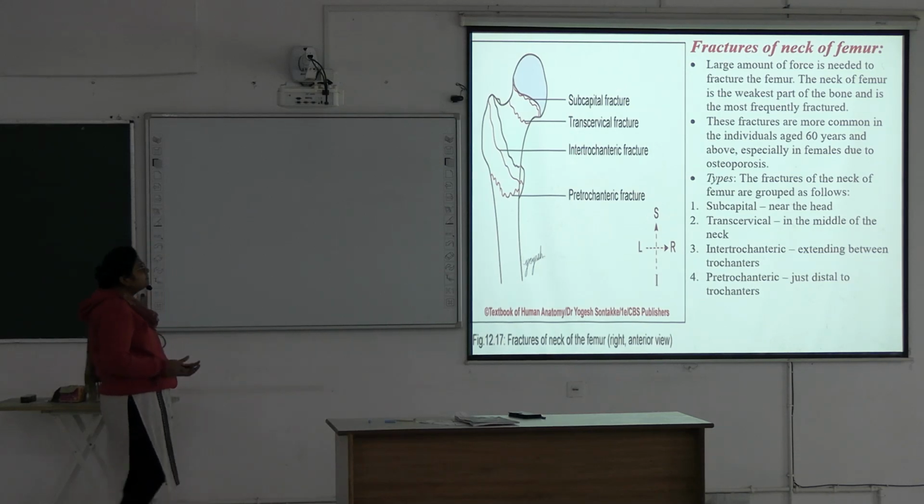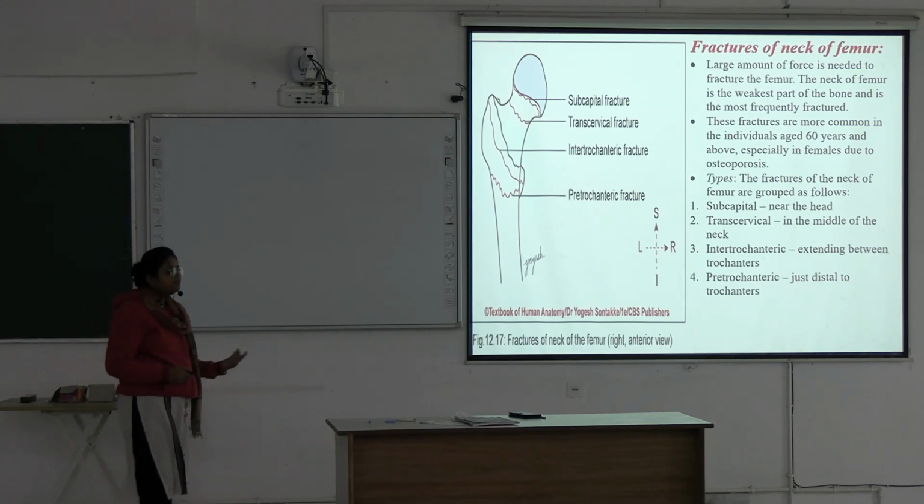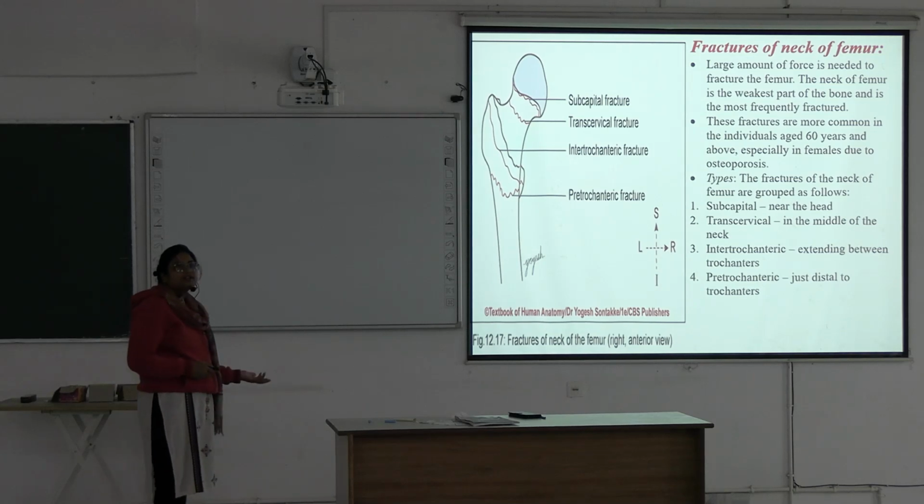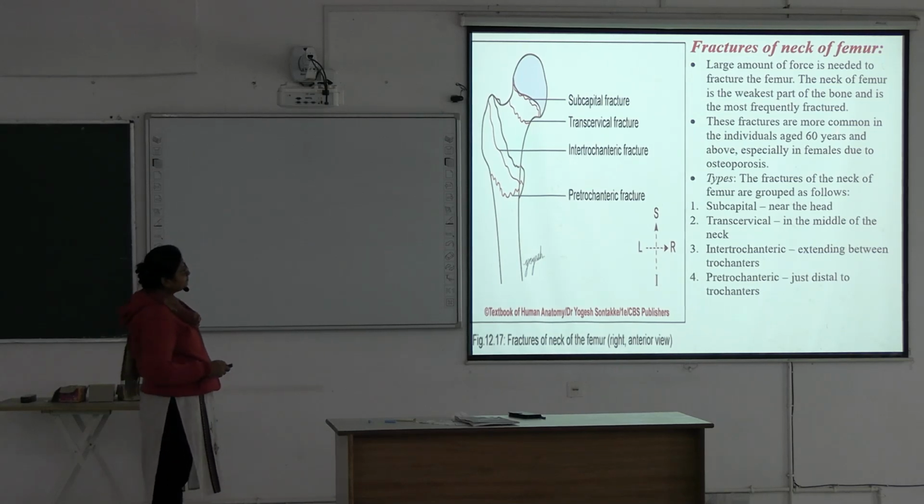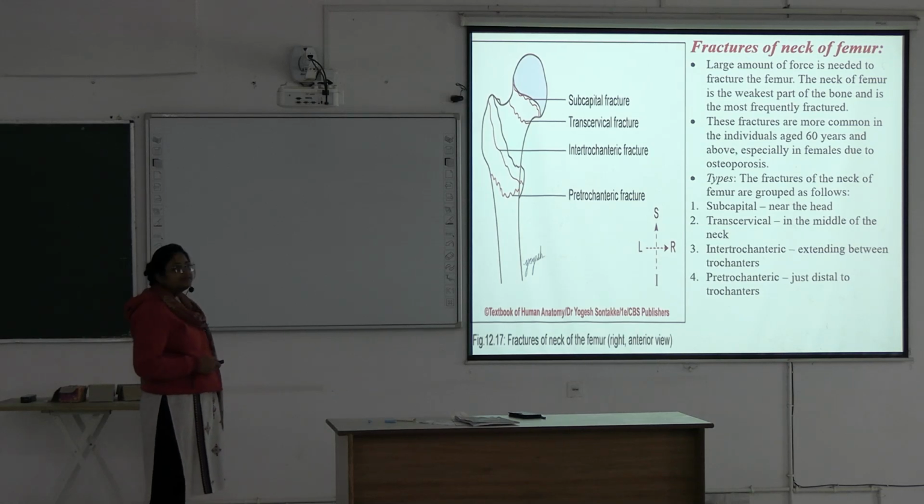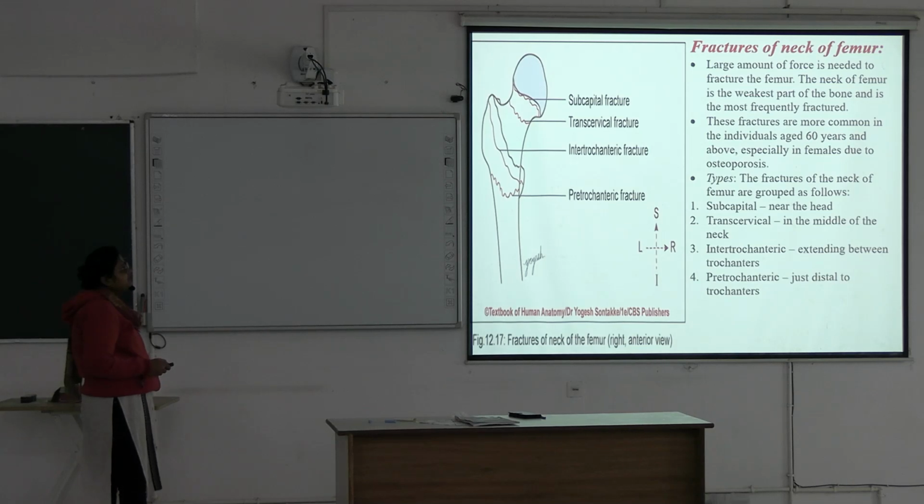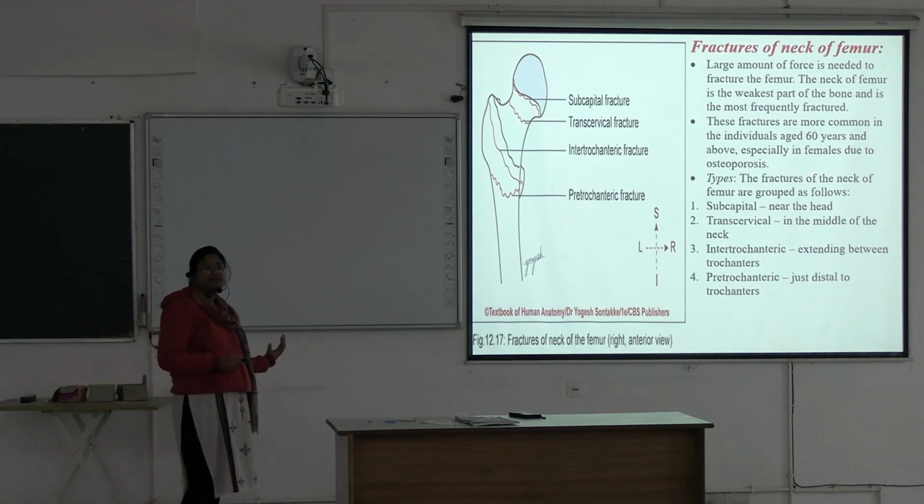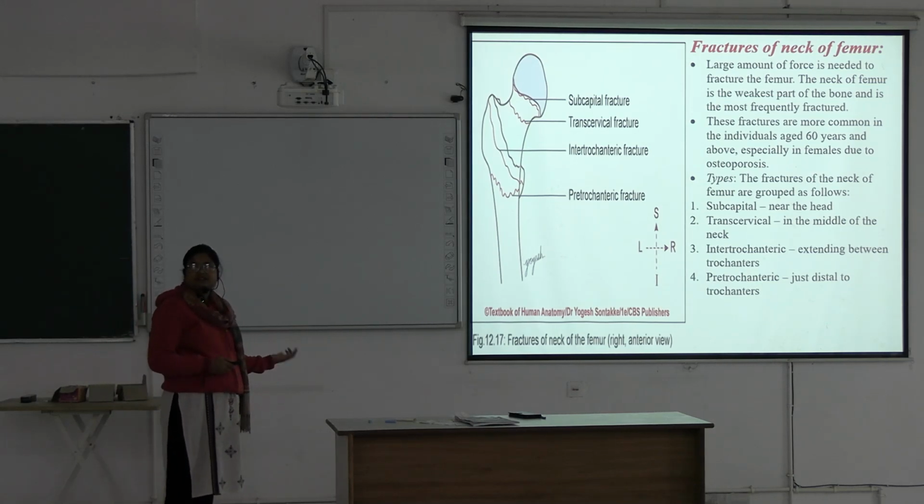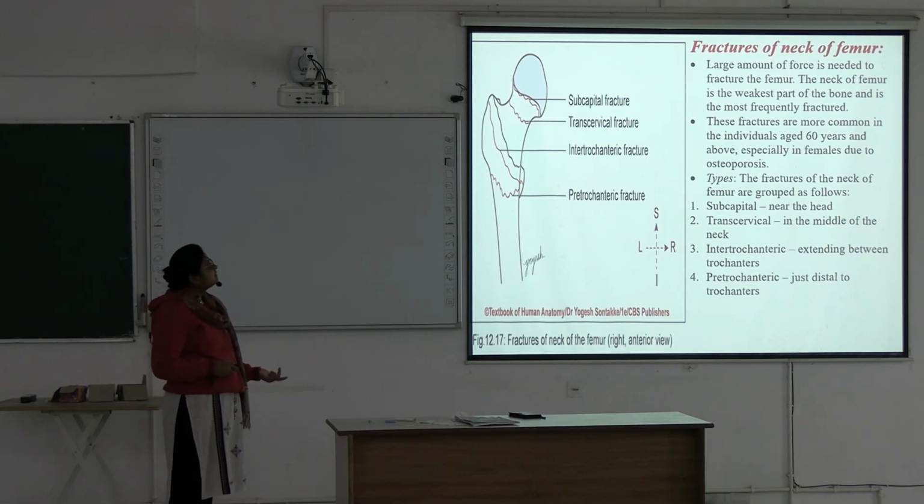And next we go to the fracture neck of the femur. It very frequently occurs in old age. A large amount of force is needed for fracture of the femur, and the neck of the femur is the weakest part of the bone and most frequently fractured. These fractures are more common in individuals aged 60 years and above, especially in females due to osteoporosis. Due to hormonal changes, osteoporosis is more common in females after menopause.